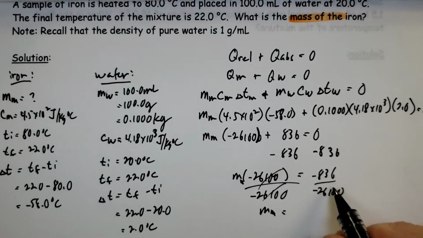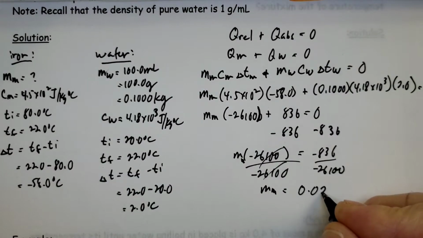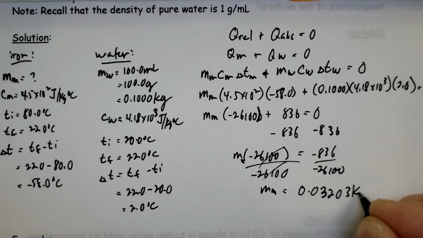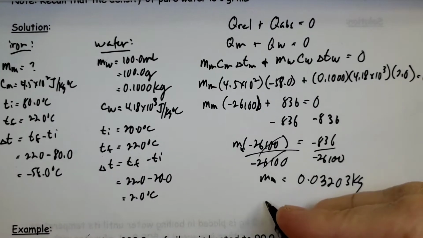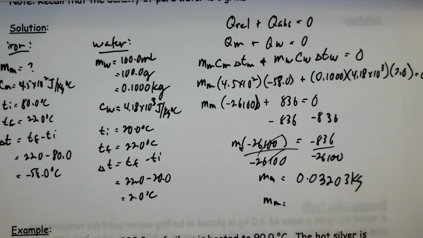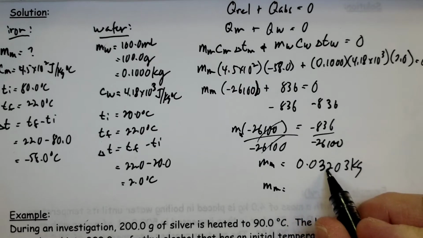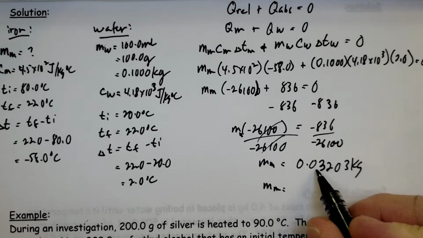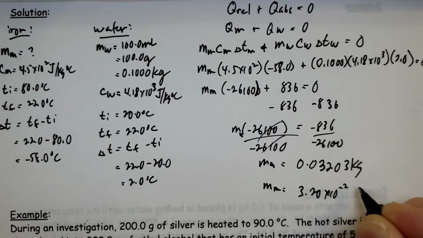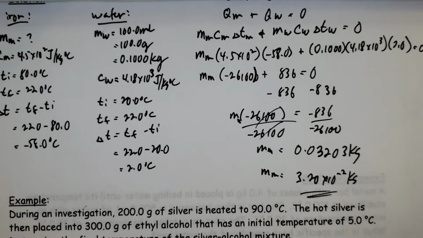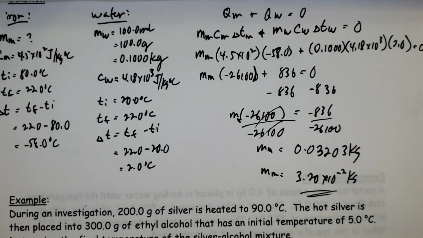Notice you're going to have a negative divided by negative, so that makes sense. We're going to get a positive answer. So we get 0.03203 kgs. I can put that in scientific notation. I think I rounded it off to 3 sig figs here. So place the decimal here after the 3. That means it's 2 places to the left. It's 3.20 times 10 to the minus 2 kgs.